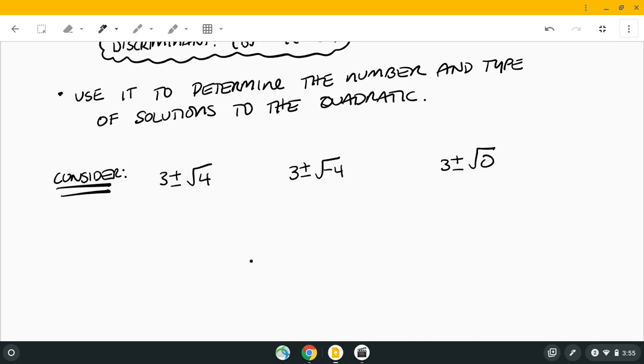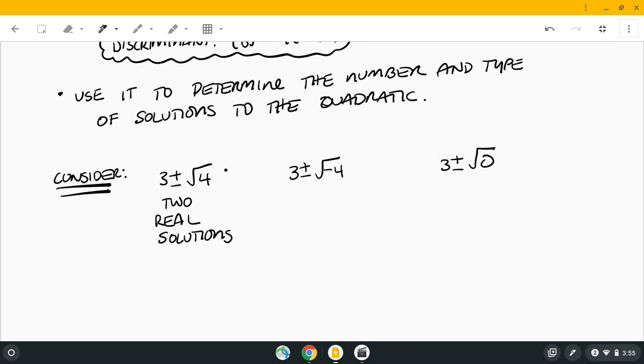So if we get this case, we already know that the square root of 4 is 2, right? So our answer would be 3 plus 2 and also 3 minus 2. So we see here that we get 2 solutions, 2 real solutions. It makes sense.